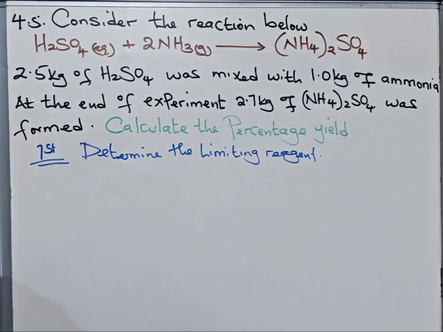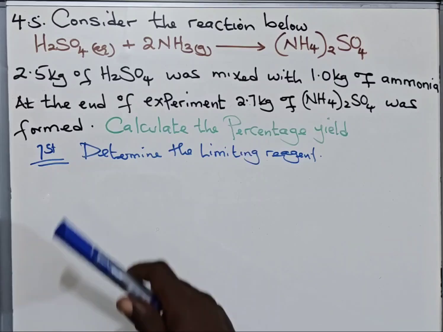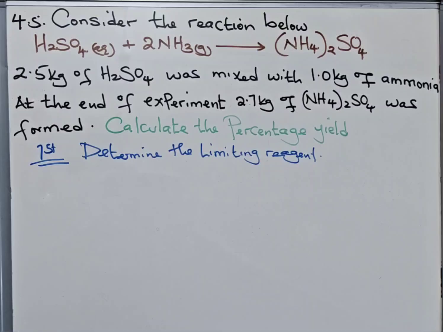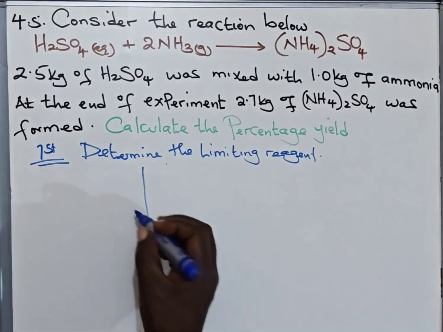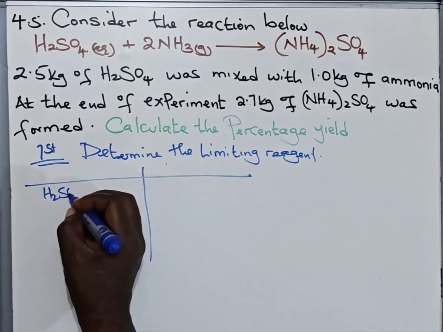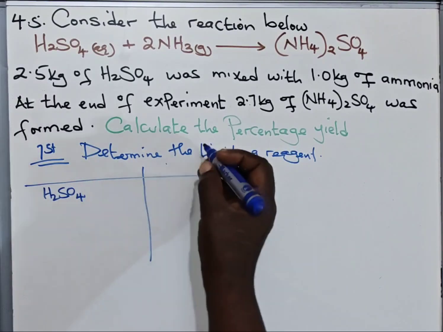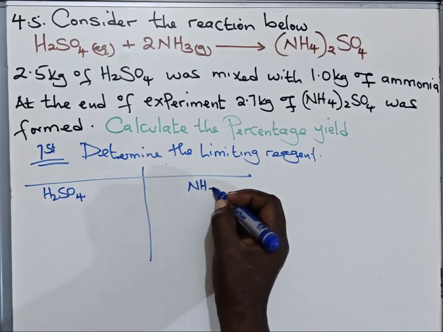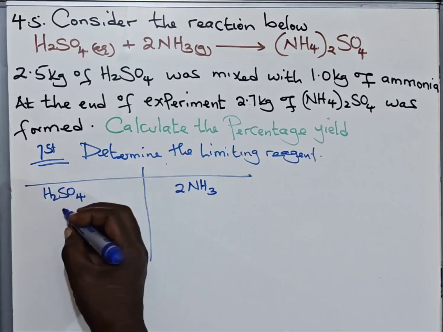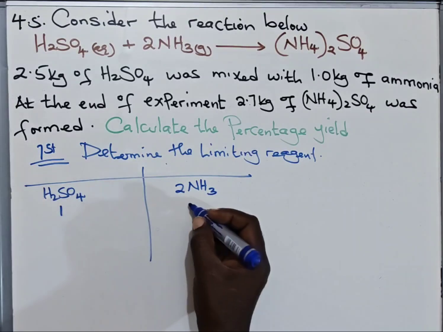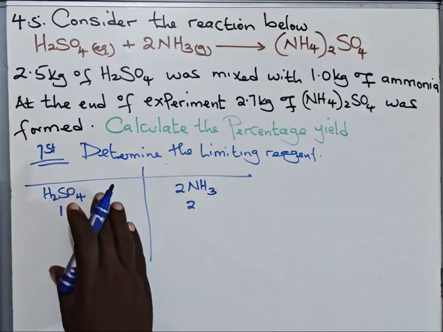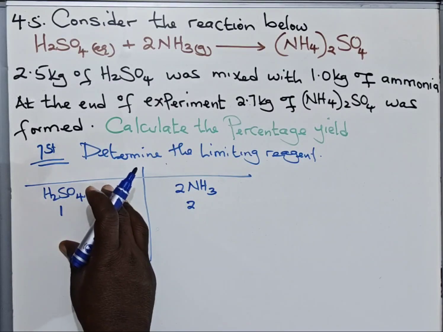Okay. I need to tell you that the limiting reagent is between these two reactants. So the battle is between these two. What are they? Sulfuric acid here and ammonia. Okay, you have to know that the ratio is, we have a 2 here, so the ratio is 1 to 2.